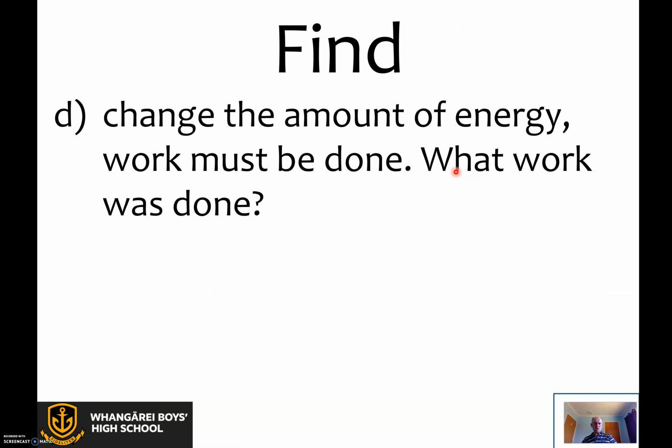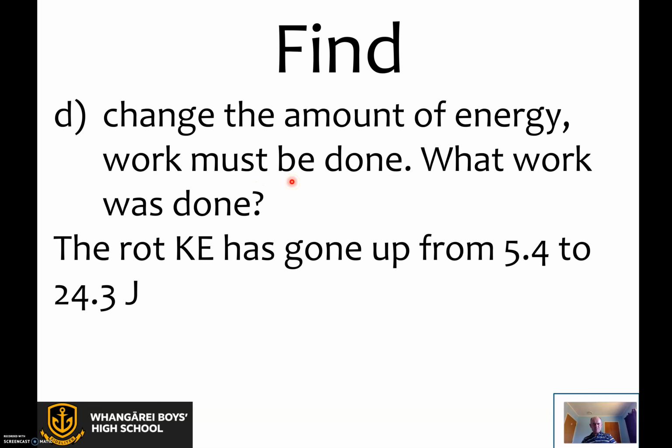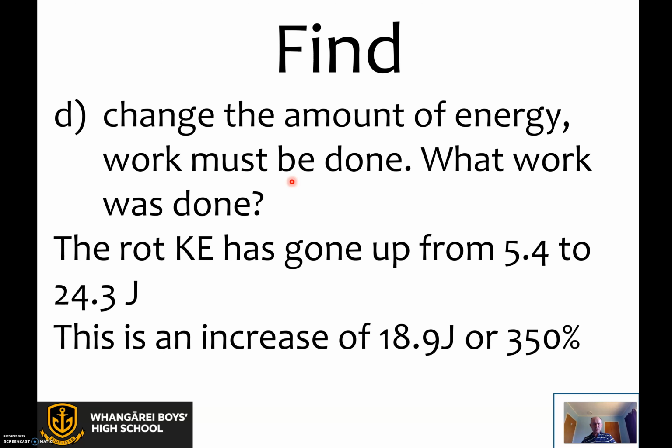Now, your mission is to find the change in the amount of energy. But to change the amount of energy, work must be done. What work was done? Well, it's gone up from 5.4 to 24.3. This is an increase of 18.9 joules, or 350%. So something has done work on the system to increase the rotational kinetic energy.